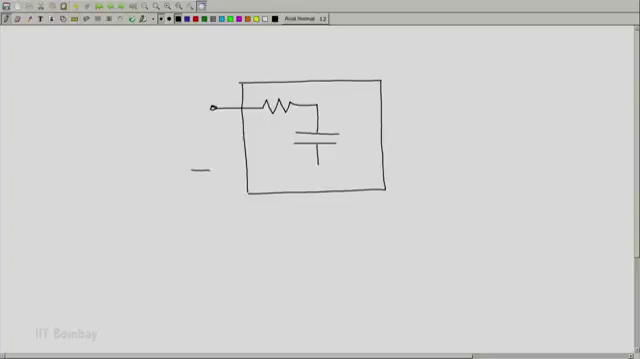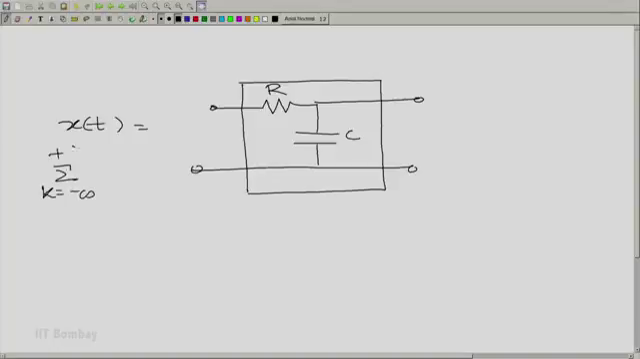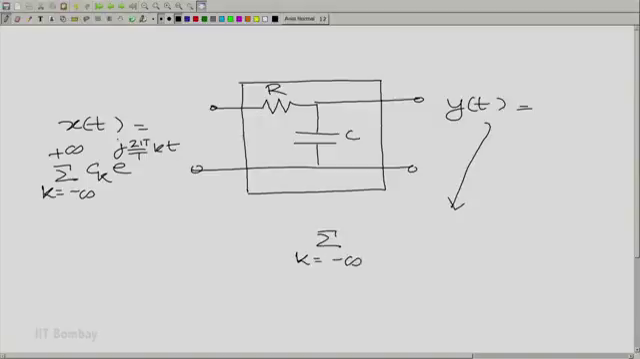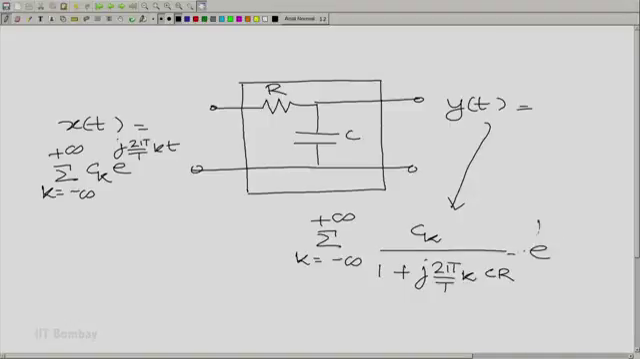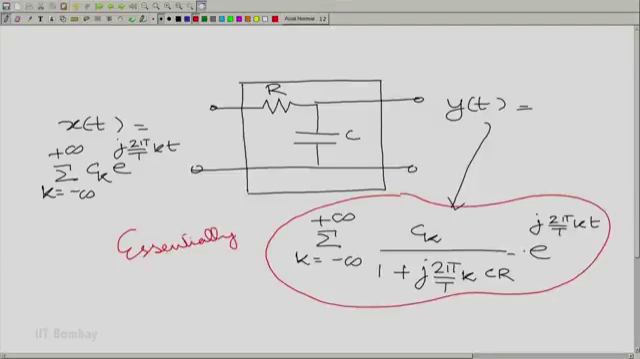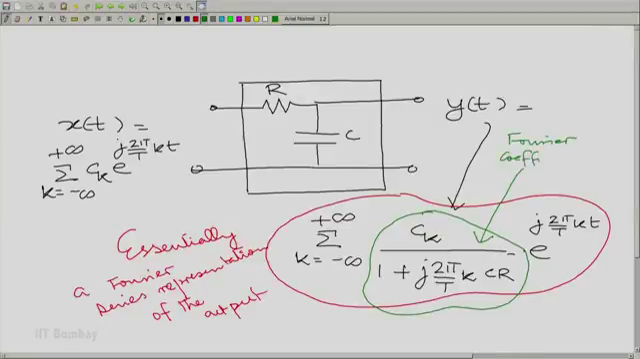So, we have the same RC circuit, and I apply the general periodic x(t) here, x(t) which is summation k going from minus to plus infinity, Ck e raised to the power j 2 pi by T k t, and I know what the output y(t) would be. The output y(t) would simply be summation k going, let me write it here, it is a little longer expression. So, in fact, you see something very interesting. You gave a Fourier series as the input to this linear shift invariant system, and you have ready made for you the Fourier series representation of the output. Let us mark that clearly for us. This is essentially a Fourier series representation of the output, and these are the Fourier coefficients here.